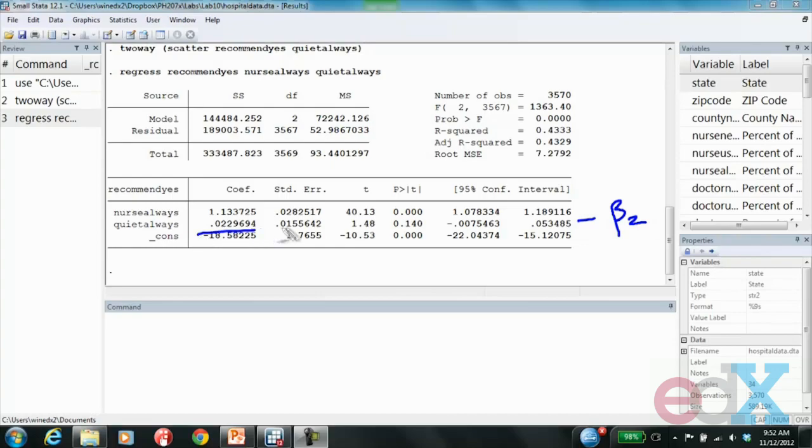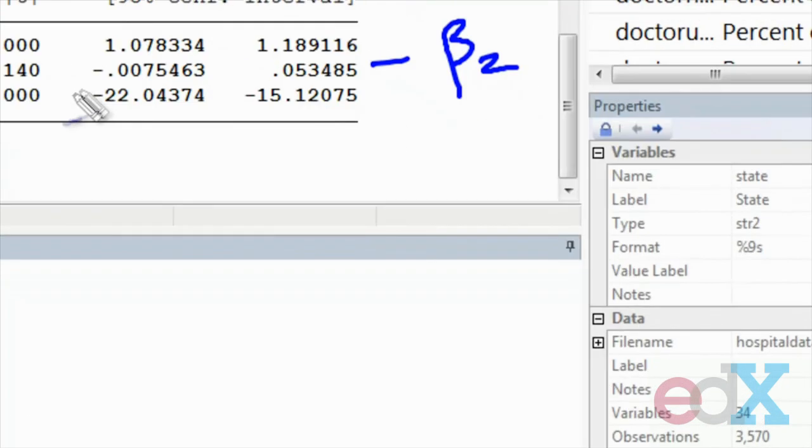Similarly, we can look at beta 2. We estimate that beta 2 is equal to 0.02 with a 95% confidence interval from about negative 0.01 to 0.05. And we can interpret our estimate of beta 2 as: for a 1% increase in the percent of patients who say the hospital is always quiet, we see on average a 0.02% increase in the percent of patients who would always recommend the hospital when we fix the percent of patients who say that their nurse has always communicated well.